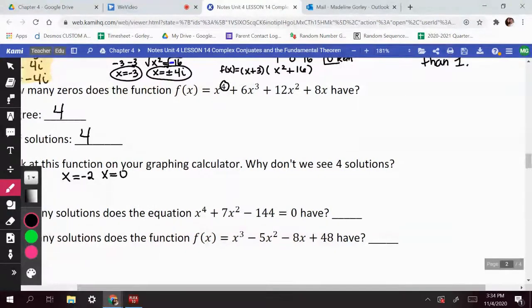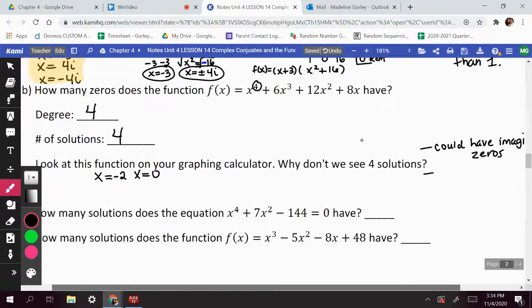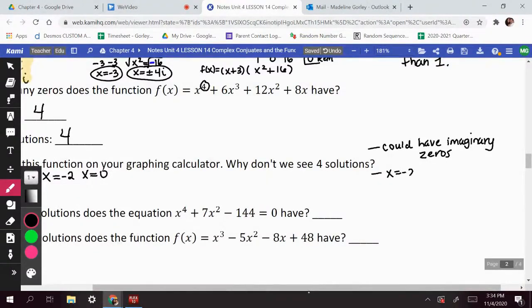Well, again, we might have some imaginary roots or zeros. Why else could we maybe not be seeing all 4 solutions? Maybe at x equals -2, or when x is 0, those x-intercepts have a multiplicity more than 1. Because remember, we would count those as separate solutions. So a couple different things could be happening. Let's go ahead and see what's actually happening.